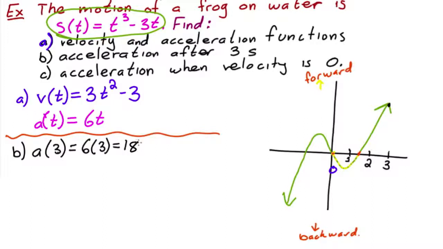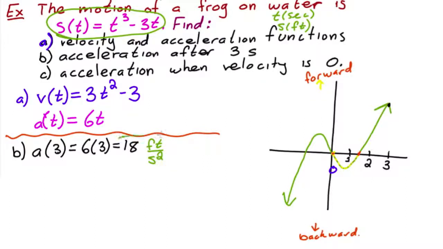would get 18. Now, before I continue, I didn't quite give any units, so let's say t is in seconds, and then s is going to be in, let's say, feet. Okay, so if the acceleration is 18, then that would be 18 feet per second squared.